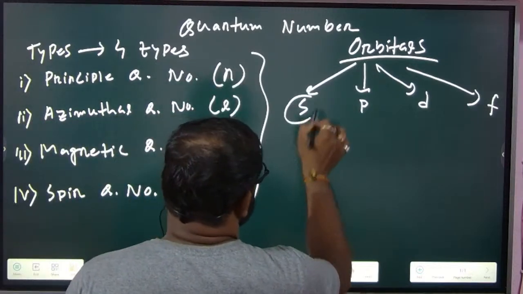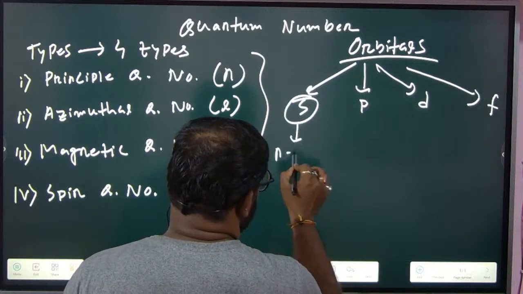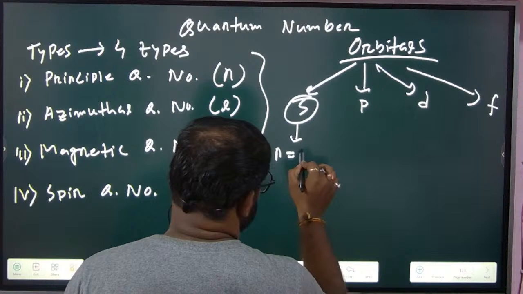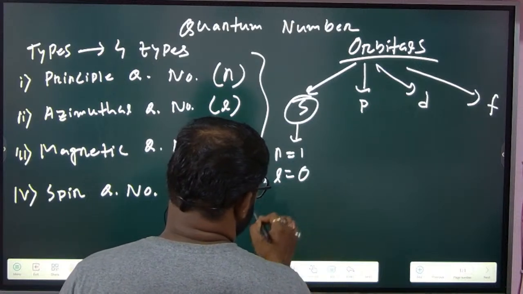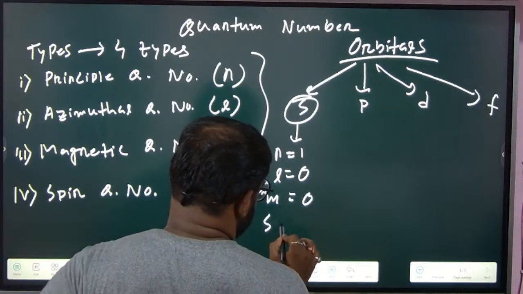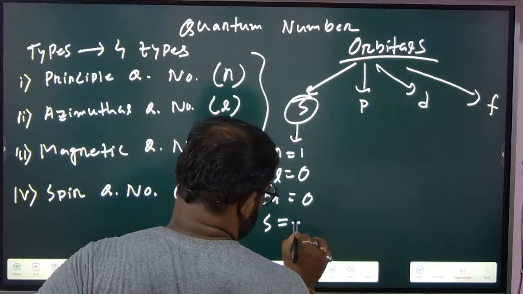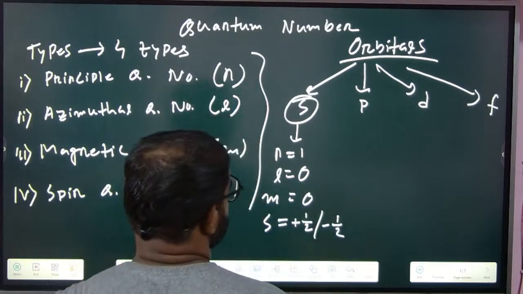For S orbital, n is 1, L is 0, M is 0, S is plus half and minus half.